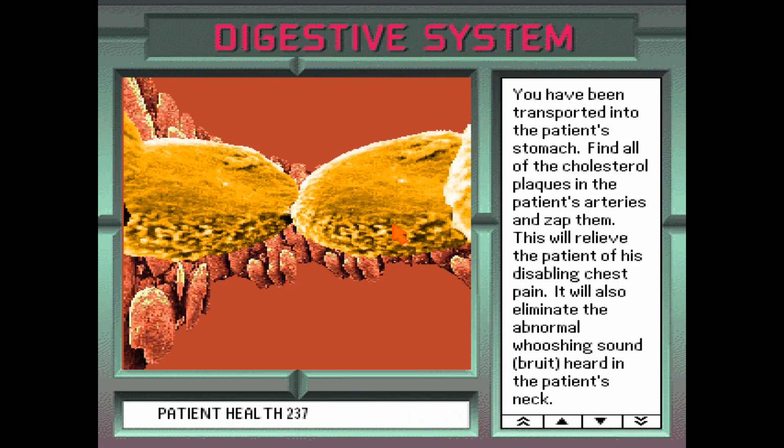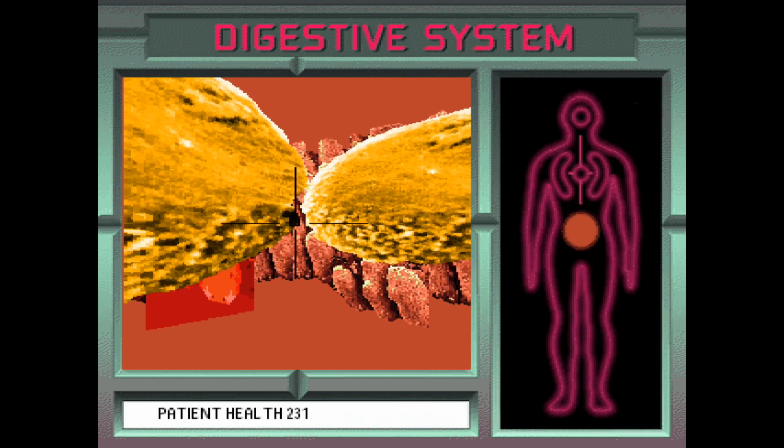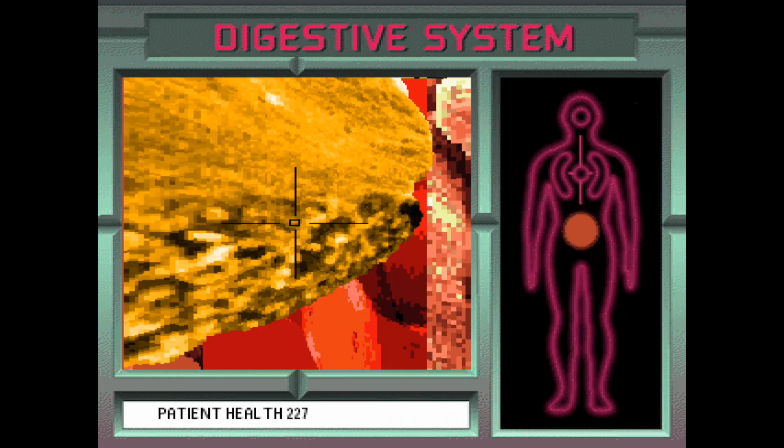You have been transported into the patient's stomach. Find all of the cholesterol plaques in the patient's arteries and zap them. This will relieve the patient of his disabling chest pain.